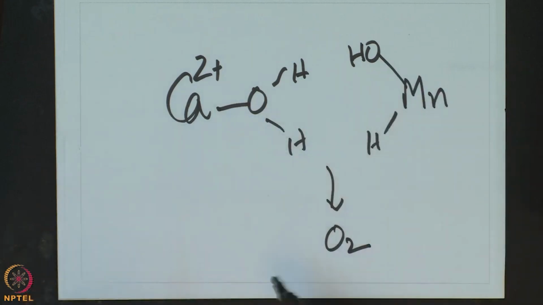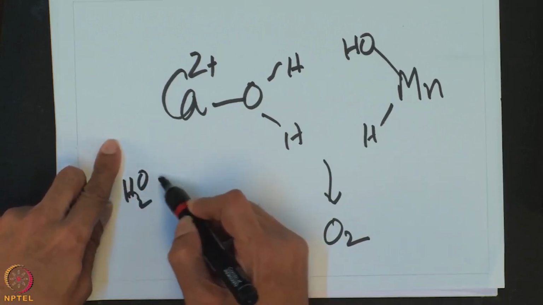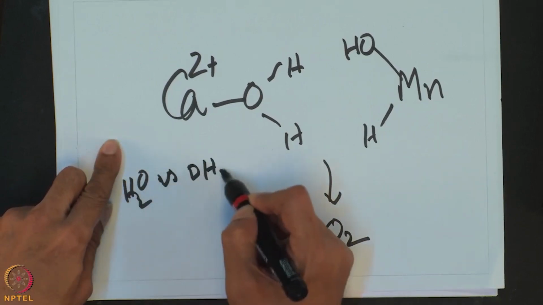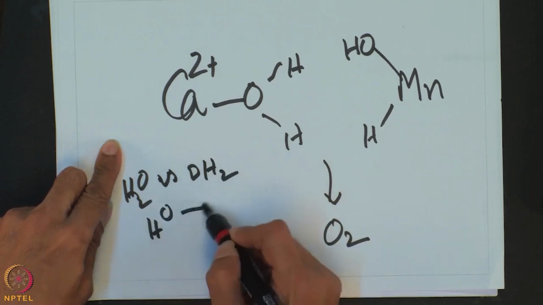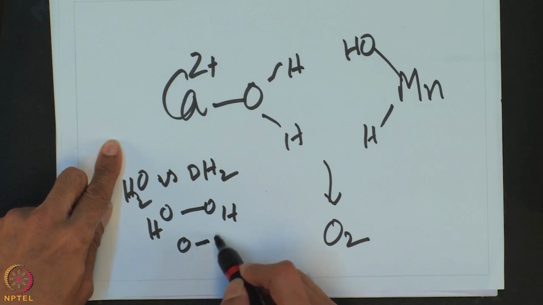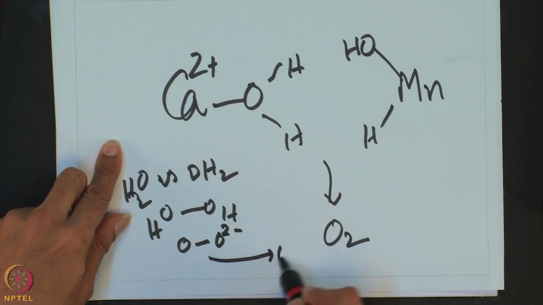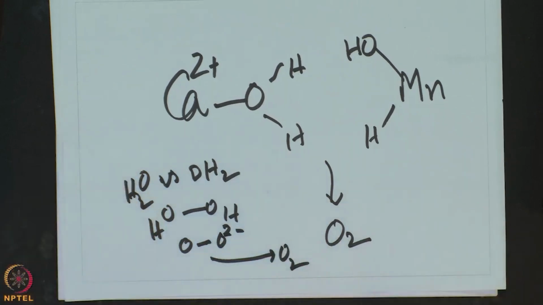So, OH2 versus OH2. This will become OH and OH, and then becomes O2 2 minus, then becomes O2, finally to O2. And these are the kinds of steps that you require in this kind of a thing.